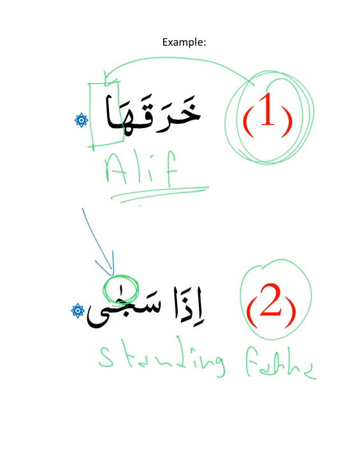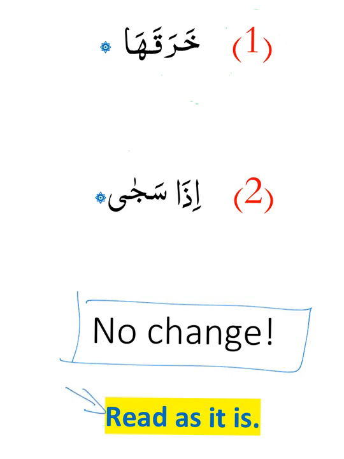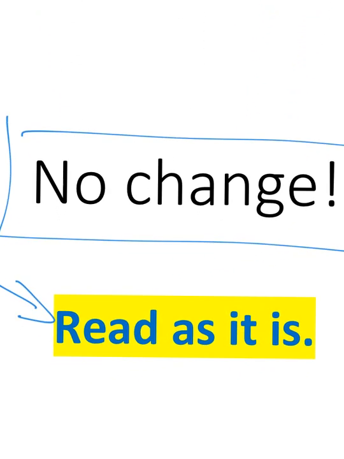So now let's look at the rule. What do we do when you have a word either ending with alif or it has got a standing fatha like this second example? So what is the rule? The rule is very simple. It says here, no change. You don't do anything. You read it as it is. Read it as it is, as it says in this box at the bottom in big writing in yellow, that you read it as it is.